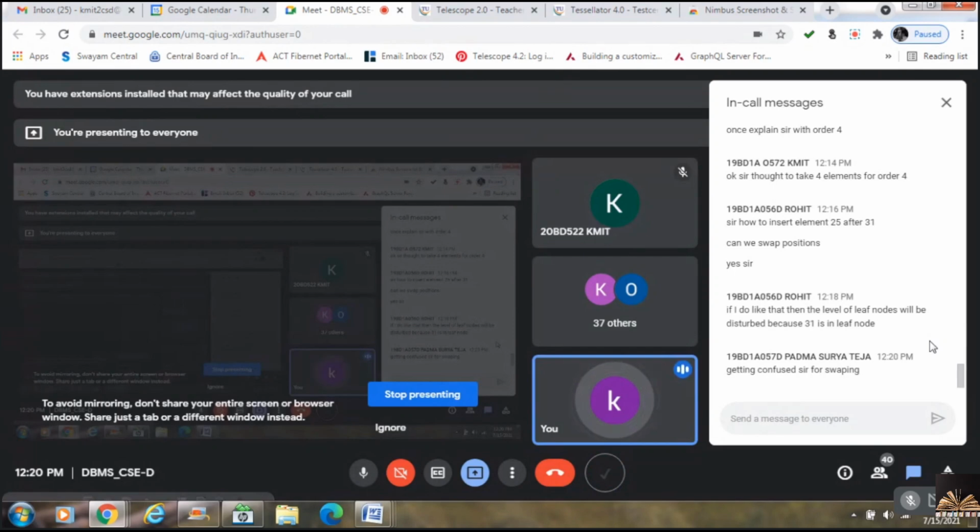31 can be a leaf node, amma. All the elements given to you for insertion should be present in the leaf node. Rohit, all the elements given to you should be in the leaf nodes, or else you will be missing some data.